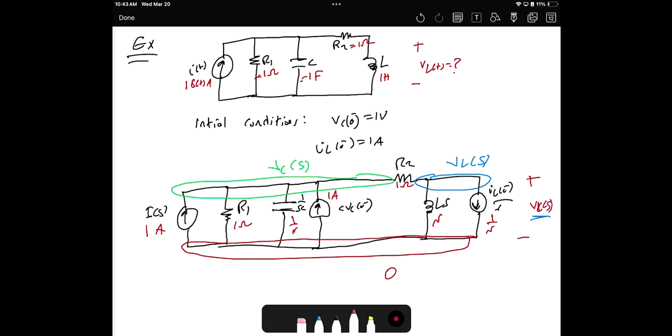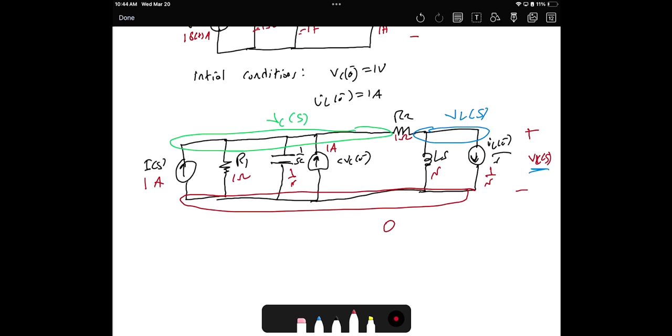Okay? So the node voltages are VL, then we have VC and 0, right? I don't need to call them V1, V2, I'm going to call them VL, VC. Whatever you want, you can call them V1, V2. So how to do the nodal analysis? Our target is to calculate VL of S. So we have multiple unknowns. In order to do this, let's do the nodal analysis.